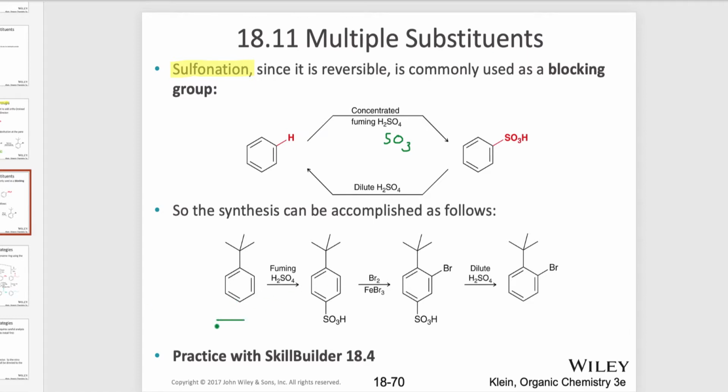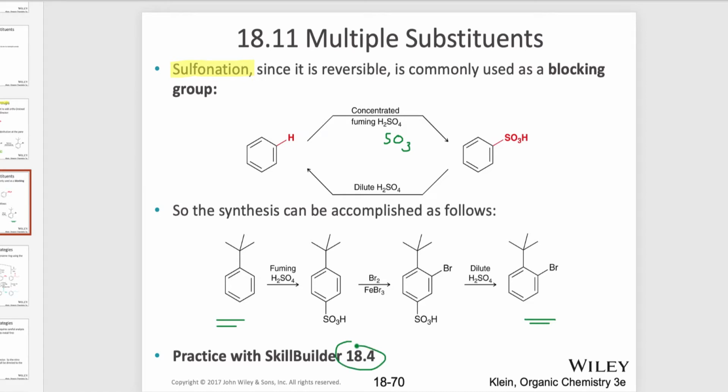If we want to go from here to this product, we're going to have to take a couple of extra steps. We first introduce this that's going to block the para position. We then do the halogenation, which is a net Br plus addition, replacing the hydrogen with the bromine. And then we dilute the solution. If it's all done in one pot, we just add water. But the bottom line here is that we can now remove the blocking group in this step. And we have a lot more control with this, and you can practice this with Skill Builder 18.4.